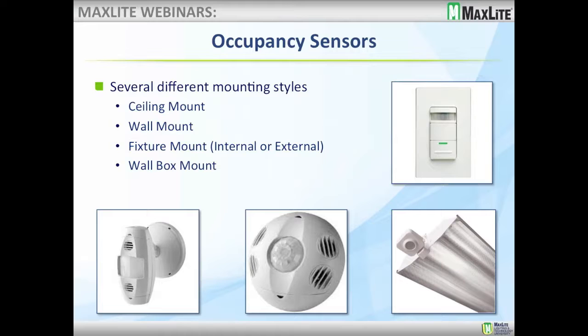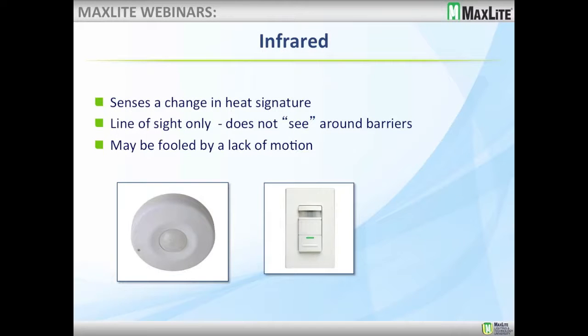You could also have sensors that may poke through and mount as part of the fixture housing. You could also have sensors that are mounted inside the fixture and can sense through the fixture enclosure. We'll talk about those in a minute. Finally, wall box mount, which is the top right type of occupancy sensor that senses from the wall and is mounted separately. So, the different types of occupancy sensors.